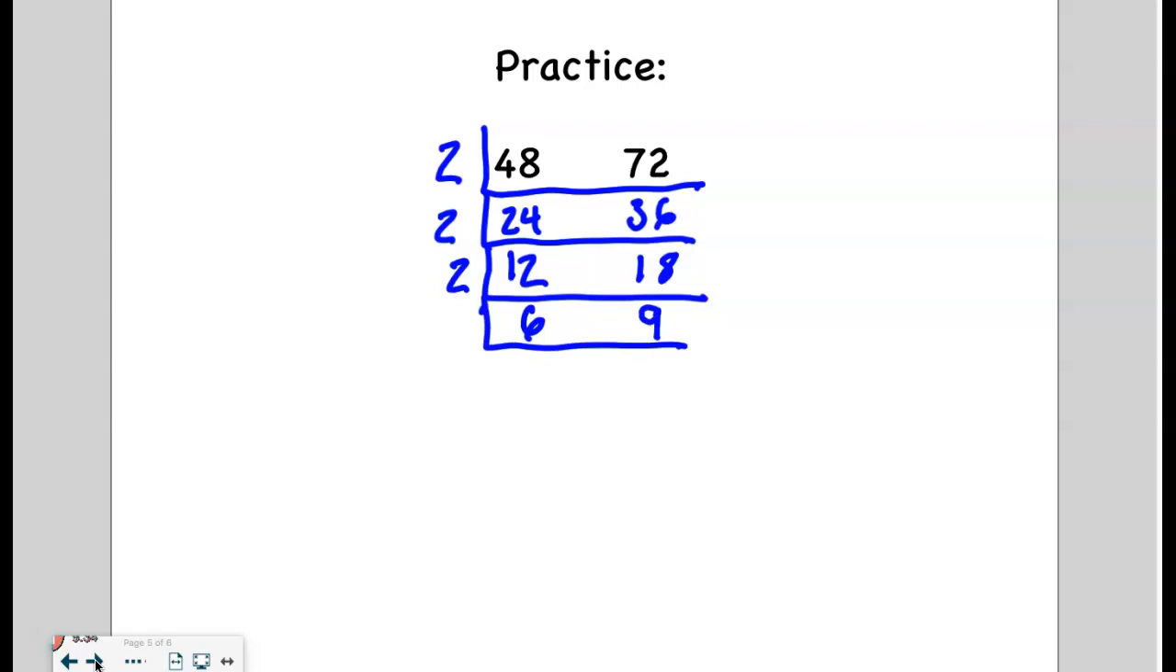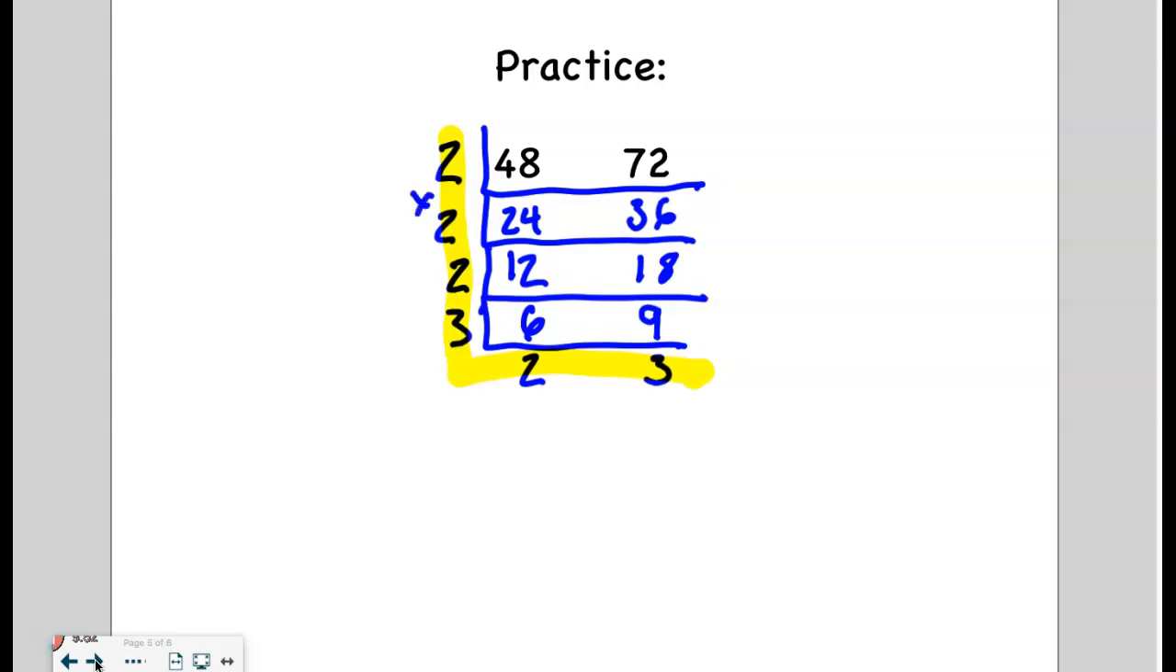Now our least prime number is 3. 3 goes into 6 twice. 3 goes into 9 3 times. So we have all prime numbers again. So now I'm going to multiply along that L.